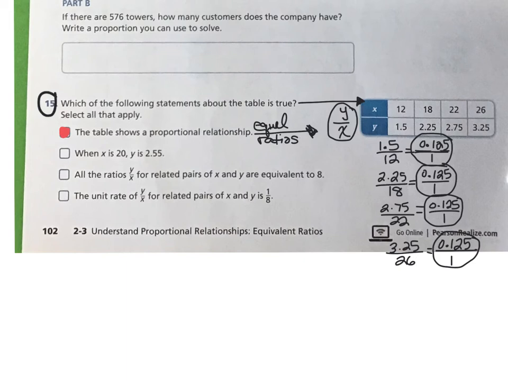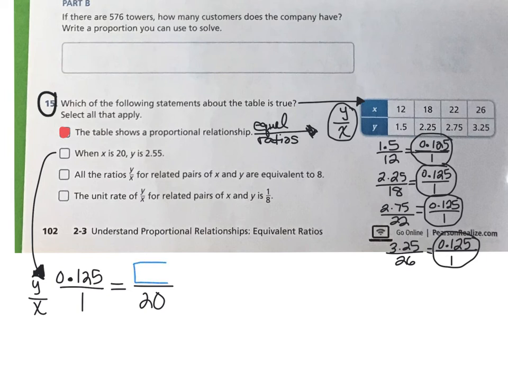Now let's look at the second statement. The second statement says, when x is 20, y is 2 55/100. Well, how could I determine that? Let's take a look at that unit rate. So I'm going to come down here for this one. That unit rate is 125 thousandths to 1. And remember, that's the y number on top and the x number on bottom. So what I'm trying to do is make an equivalent ratio of what is the y number, that's this number right here, what is this number on the top when x is 20.